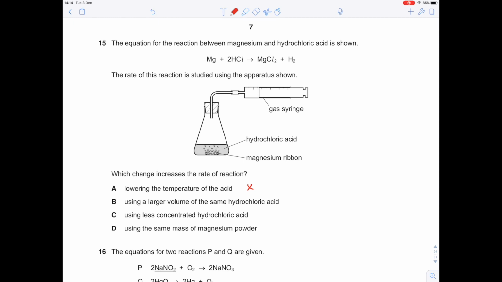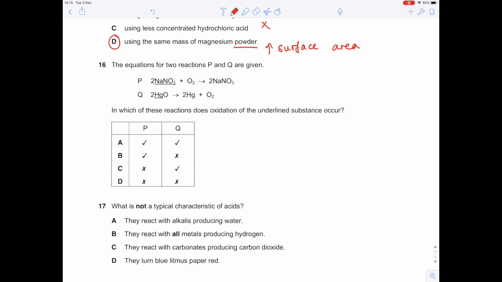Using less concentrated hydrochloric acid? No, again, that would reduce the rate of reaction. Using the same mass of magnesium powder? Perfect. We've swapped our ribbon for our powder, which means we've increased the surface area. And remember, increasing the surface area increases the rate of reaction, so D is the answer here.